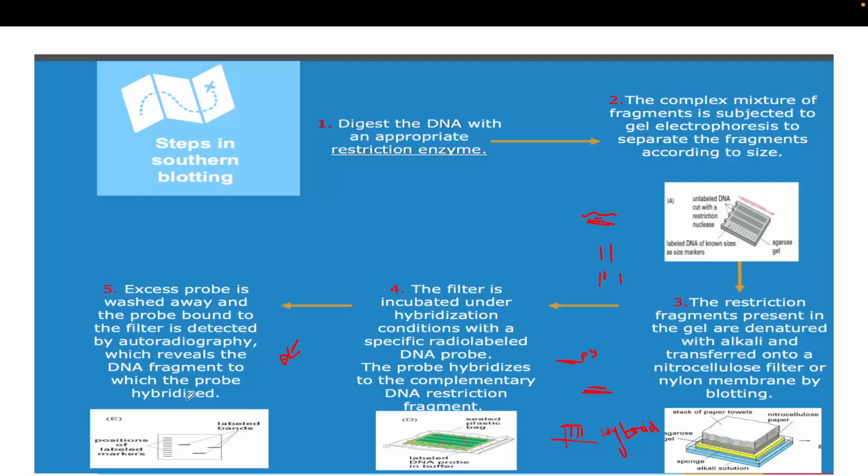Because of the radiation emission, it reveals the DNA fragment to which the probe hybridized. Where the probe binds, it will emit a certain kind of light, and that light will be shown at those particular places. So from here you can find out in which sample you have your target sequence. So this is the Southern blotting.